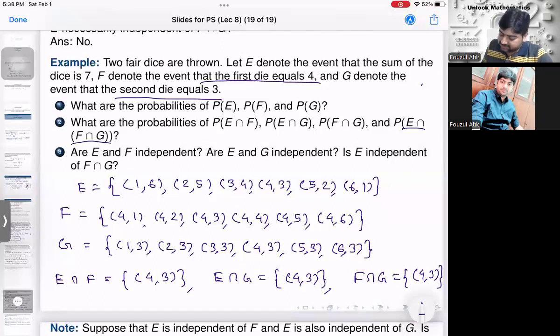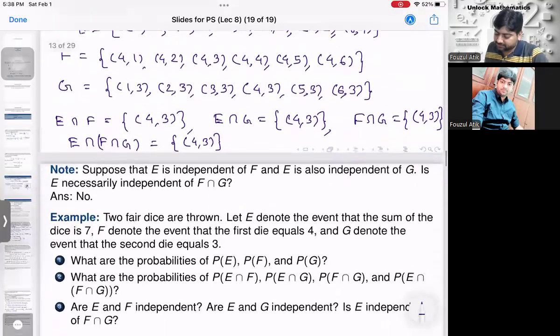Right? And what is E intersection F intersection G? So it has (4,3). So this is again (4,3), this outcome. So all of them have one outcome. Now you can easily see the probability of E, F, all these things, immediately you can get.